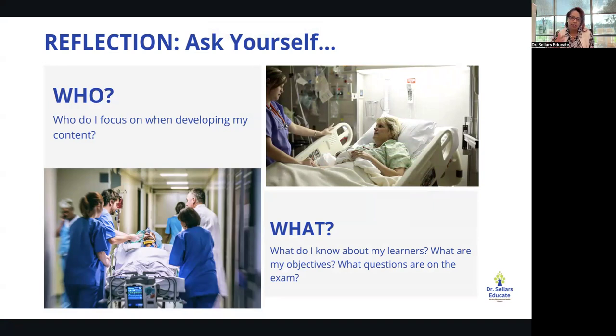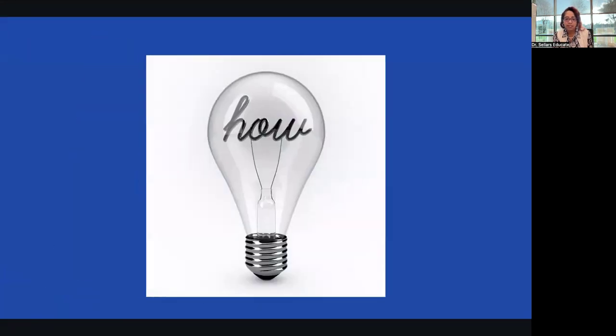Now, this is what we know about learning styles. It's not one size fits all. It's not one way is the only way, right? We all learn in a variety of different ways. And the next question we asked ourselves is what? What are your objectives? Okay. And then what questions are on the exam? Have you mapped them already? And if you haven't, we want to make sure that we follow that as the first step, right, in developing valid and reliable exams, is mapping our blueprint.